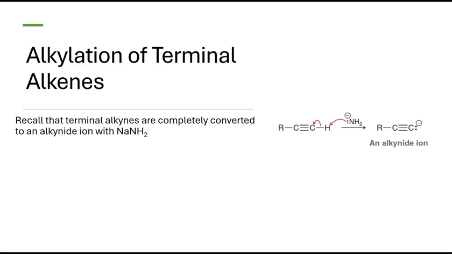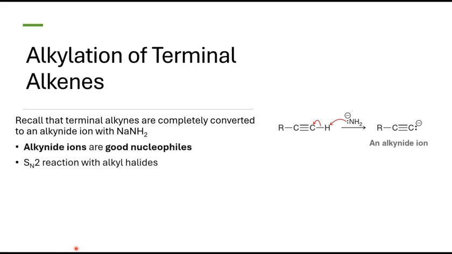Alkylation of terminal alkynes. Recall that terminal alkynes are completely converted to an alkynide ion with sodium amide, where the amide is a very strong base and it can remove H+ from a terminal alkyne, resulting in an alkynide ion. Alkynide ions are good nucleophiles. SN2 reactions will occur with alkyl halides.